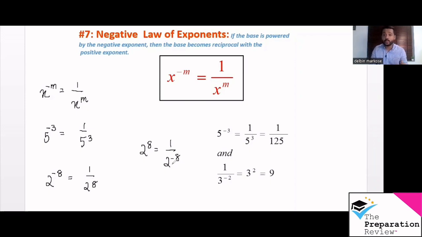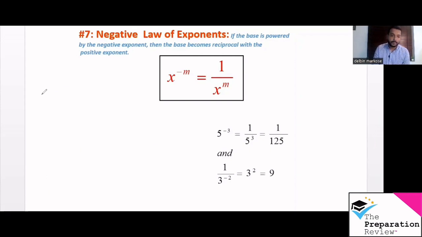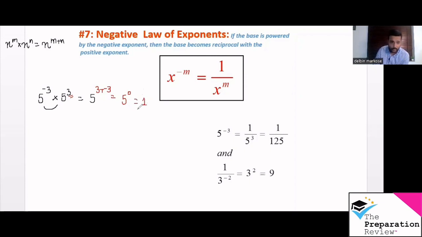Now let's try to understand why we are writing like that. Let's take an example: 5 raised to negative 3 times 5 raised to 3. We just discussed it: because it's x raised to m times x raised to n, it will be x raised to m plus n. The bases are the same, so I can say 5 raised to m plus n. We already know it will be 3 plus minus 3, that's 5 raised to 0. And we already discussed that anything raised to 0 will be 1. So 5 raised to negative 3 times 5 raised to 3, what's the answer? We are getting 1 here.